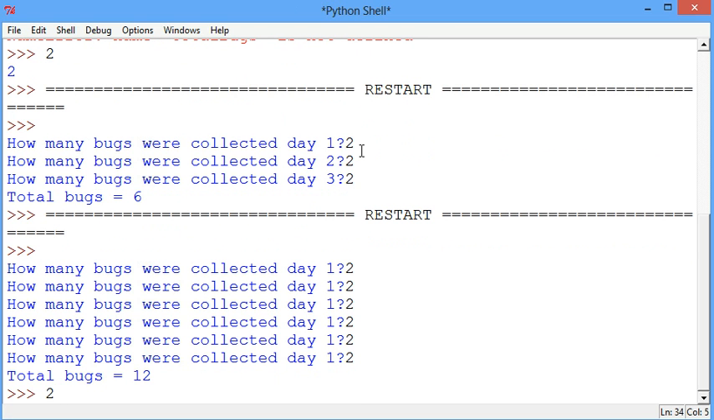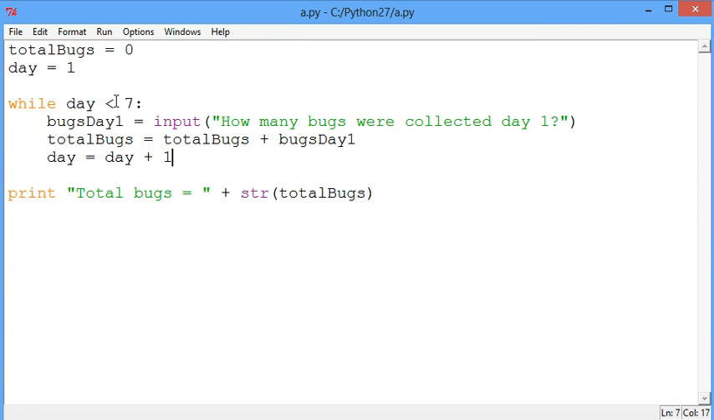We're continuing to collect bugs 7 days, although looks like I only did 6 here. So that's a good reason to put in input that you're going to be able to quickly and easily verify. I had an off by one error, which is also common in repetition programs. So make sure you're doing the less than or less than or equal to properly.